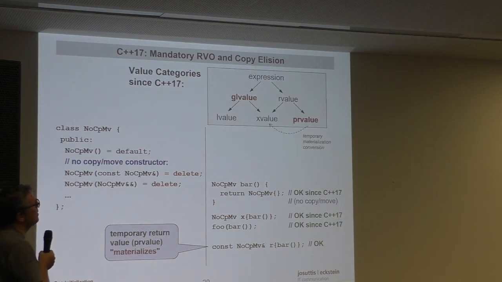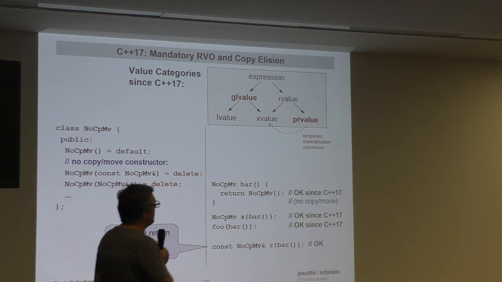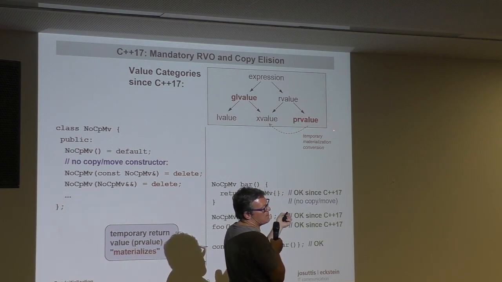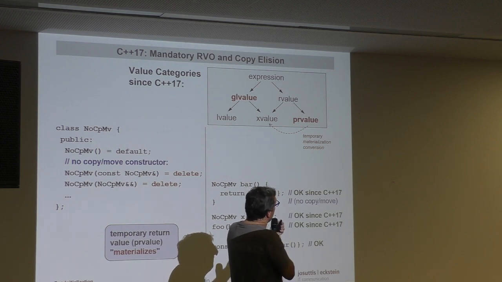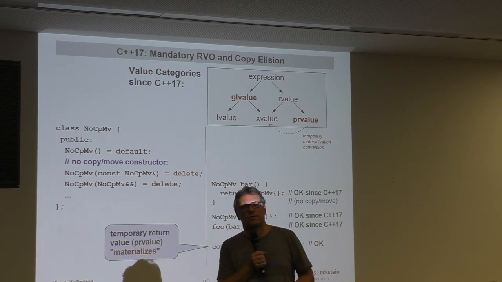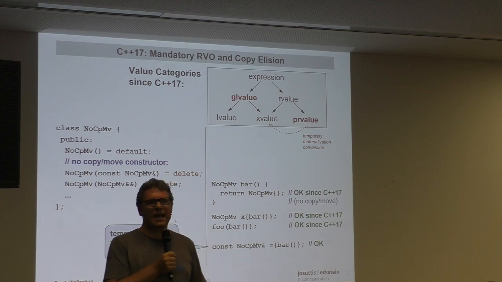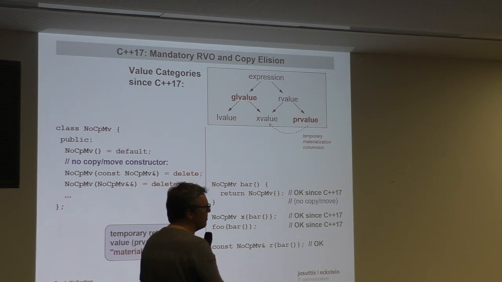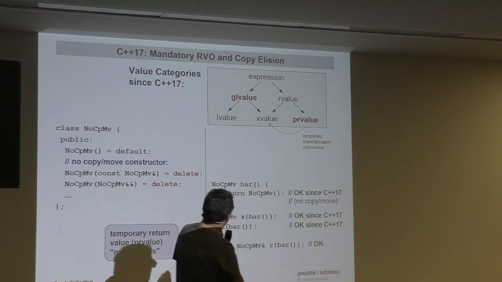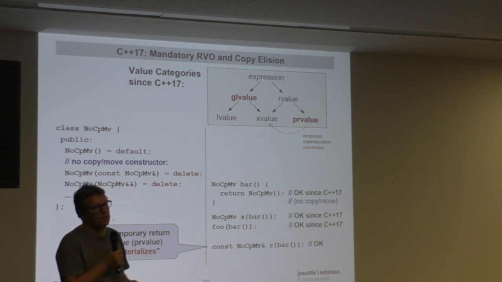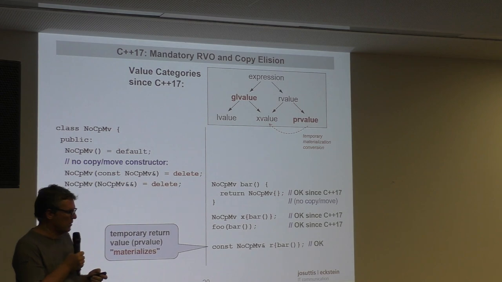This is the new picture of the value system, the value categories we have. So we have now for temporary objects, as long as you don't need them as real objects, they are not materialized. It's just a collection of initial values. And the moment we need them as an object, they materialize and become an X value of itself. You don't have to understand that, the compiler does. The point is, it will not change things that compiled before, they will still compile, but suddenly things that didn't compile before, having the ability to return an object even if copying and moving is not allowed, will now compile.